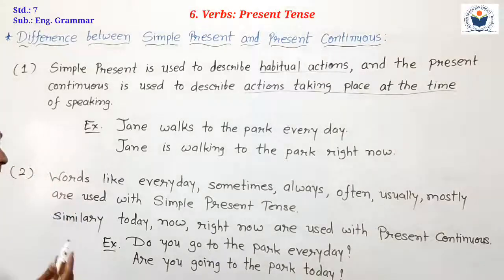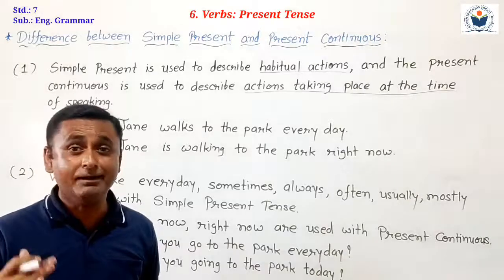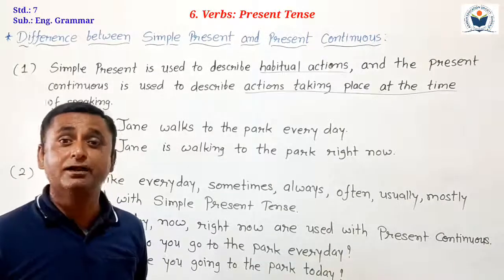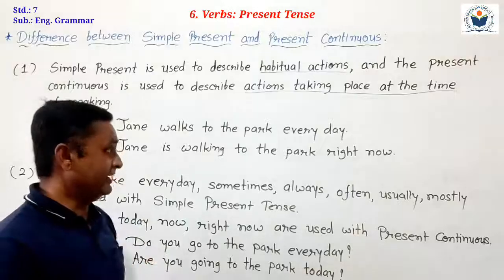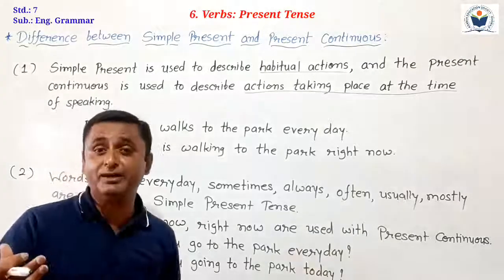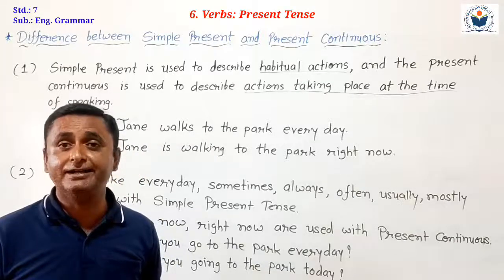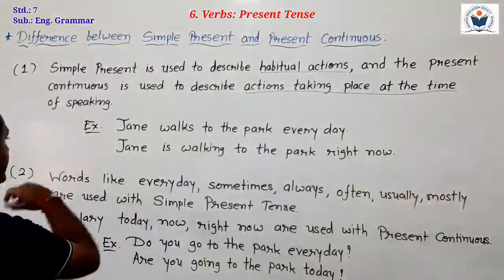Simple present tense is used for habitual action, everyday work. While on the other hand, present continuous tense is used for action taking place at the time of speaking. जब आप बोल रहे हैं तब जो एक्शन हो रही है उसे दिखाने के लिए प्रेजेंट कंटिन्यूअस टेंस होता है. Two examples are given here. See one.